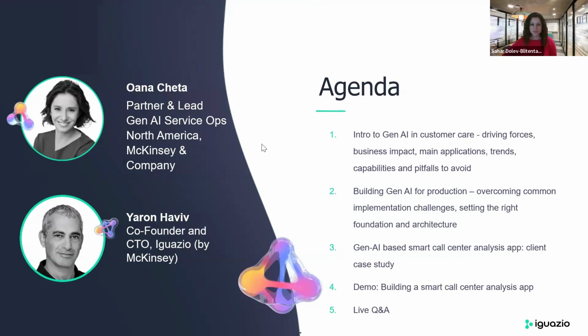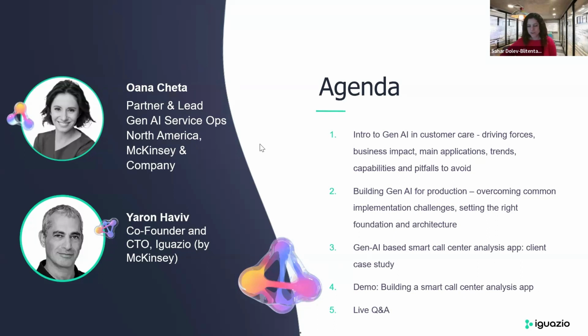With us is Oana Chida, who's the partner and lead Gen AI service ops for North America with McKinsey and company. Very happy to have her with us today. She's going to give us an introduction to Gen AI and customer care, driving forces, business impact, what the main applications are, what kind of trends and capabilities she's seeing from her work with clients, and of course, pitfalls to avoid. There's a lot of knowledge that's been built up on this specific topic.